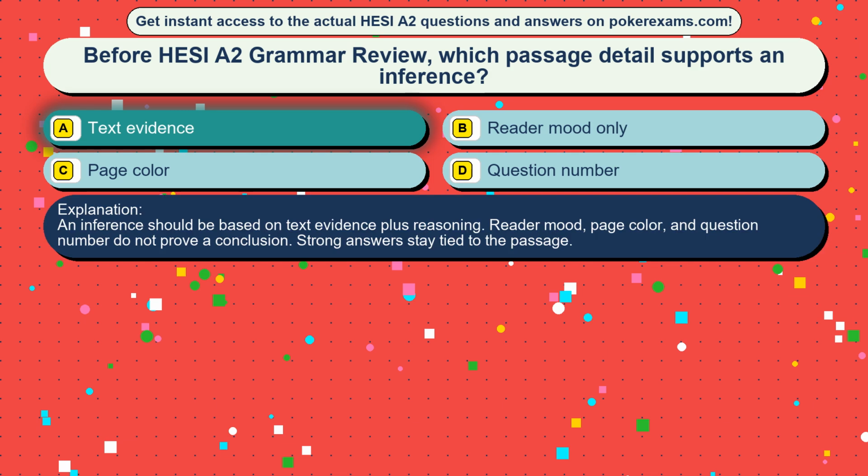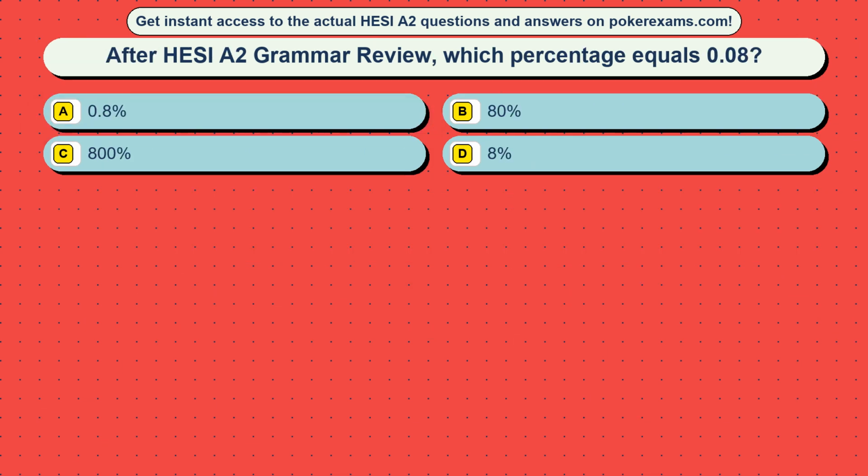An inference should be based on text evidence plus reasoning. Reader mood, page color, and question number do not prove a conclusion. Strong answers stay tied to the passage. Question 6. After HESI A2 Grammar Review, which percentage equals 0.08?